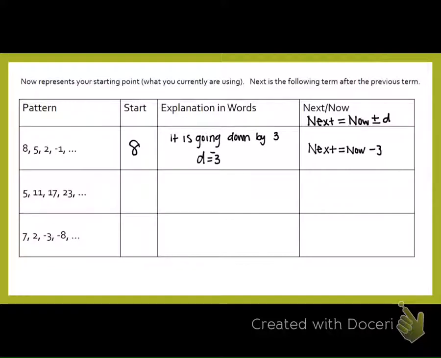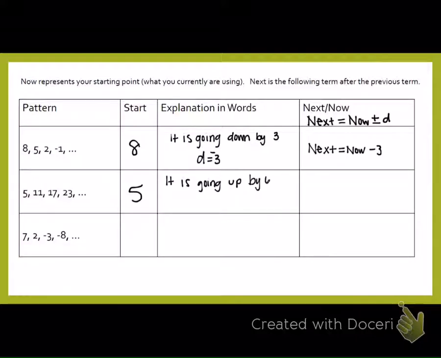Cassie, what's the starting term? 5. Okay, in your own words, Connor, tell me what is happening. It's going up by 6. So the common difference is? 6. So we write next equals now, Kaylee, plus or minus what? 6. You're adding 6. So to get to the next term, you take the term you're on now, 5, and add 6, and that gets you the next term. You take the term you're on now, 11, and add 6, and that gets you the next term, right? So that's what that next now is happening there.